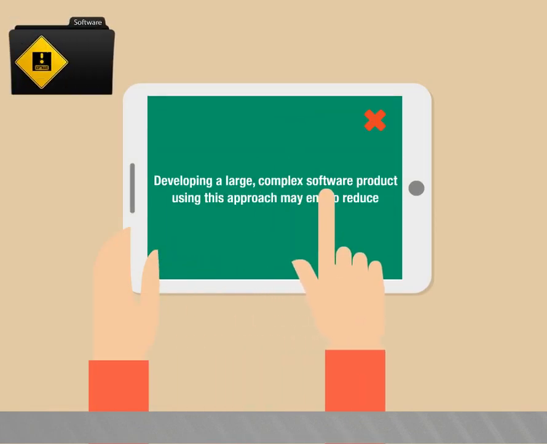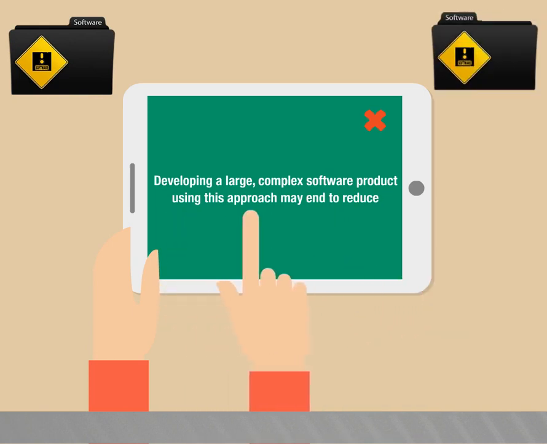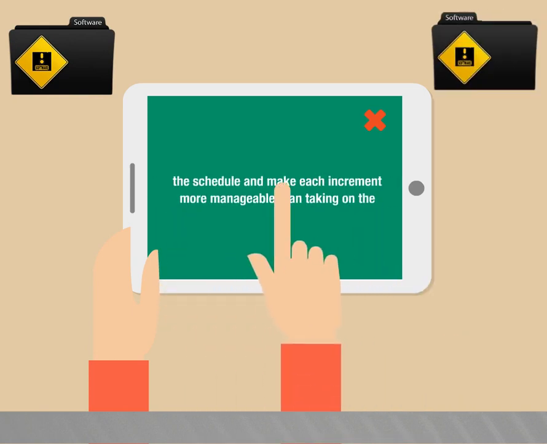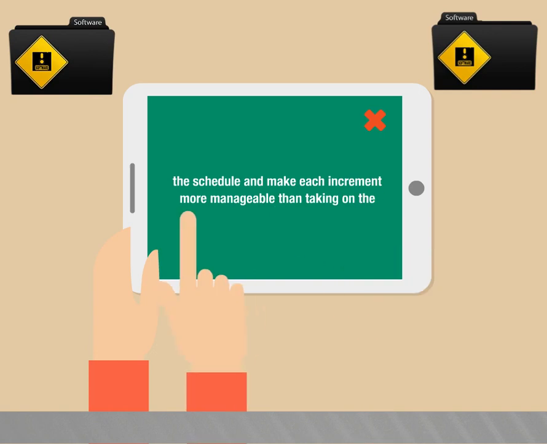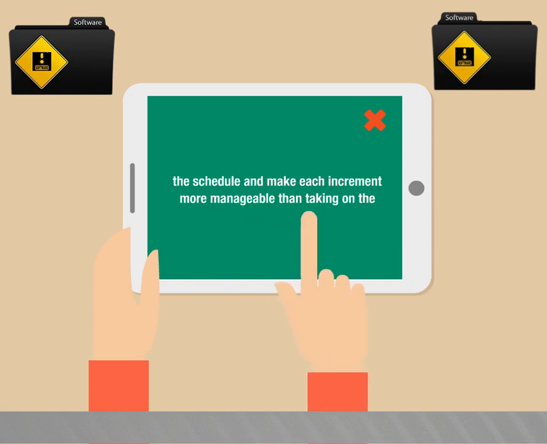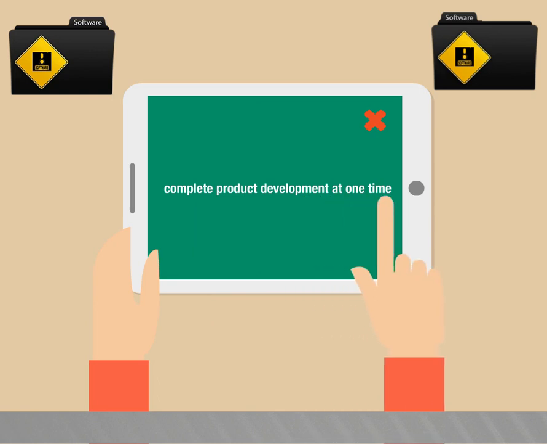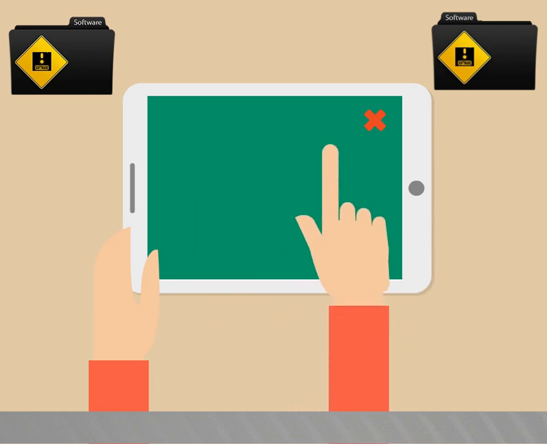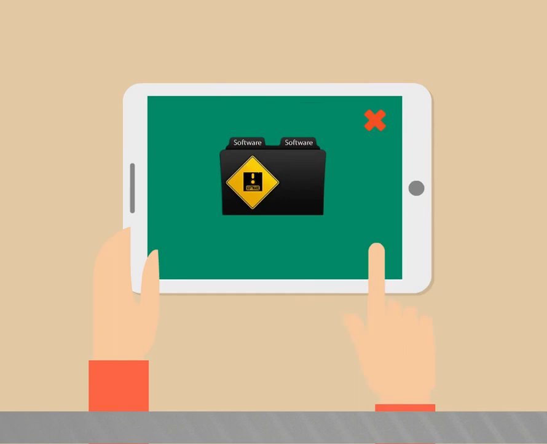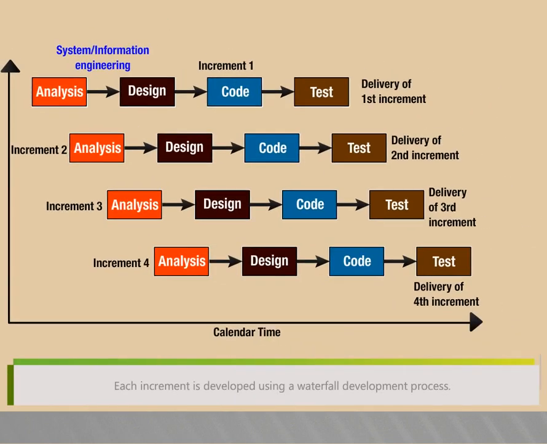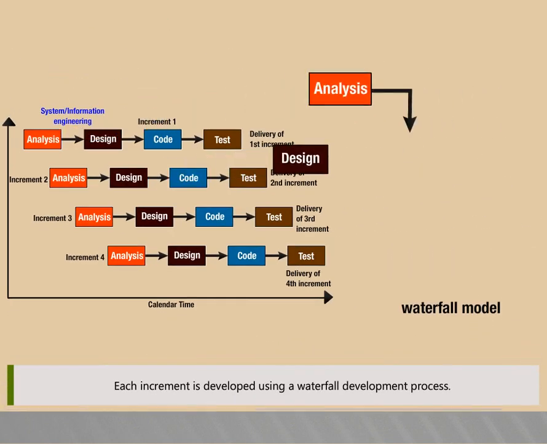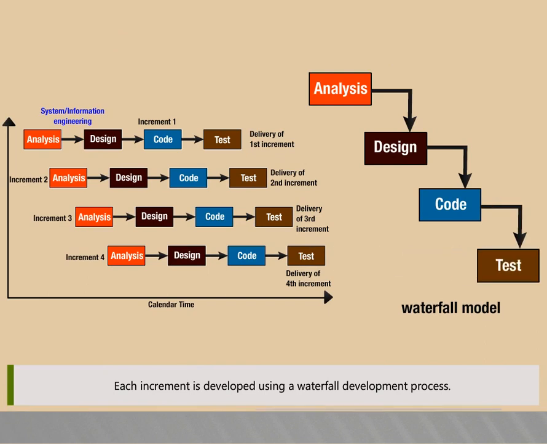Developing a large, complex software product using this approach may tend to reduce the schedule and make each increment more manageable than taking on the complete product development at one time. Each increment is developed using a waterfall development process.